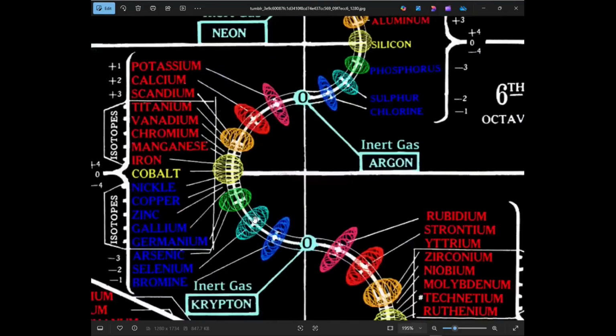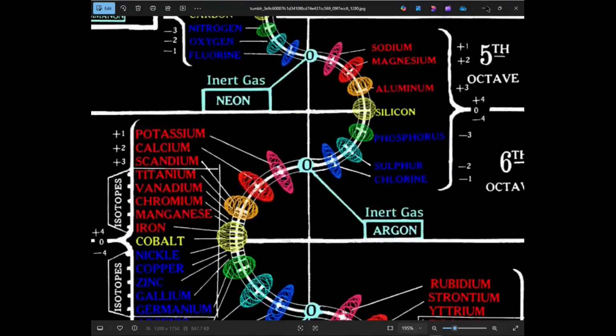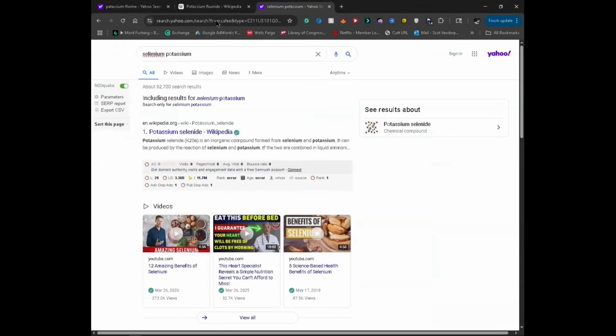Selenium. Let's try potassium and selenium. So selenium should require 2 potassiums to match. So let's try it. Selenium and potassium. I mean, I don't know. I didn't plan this ahead of time, guys. I don't know what selenium potassium is. Okay, here we go. Potassium selenide.